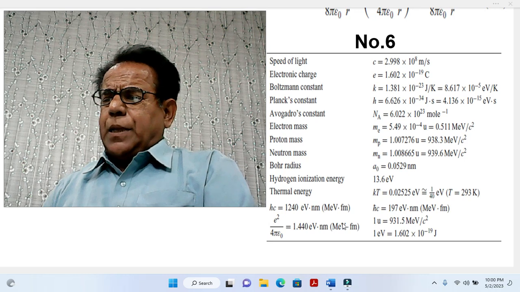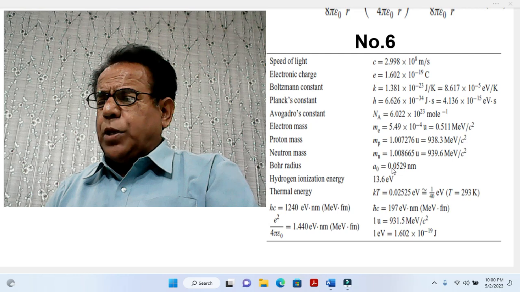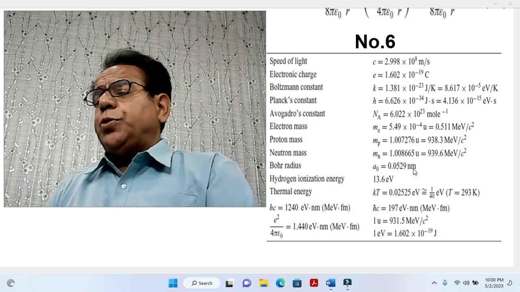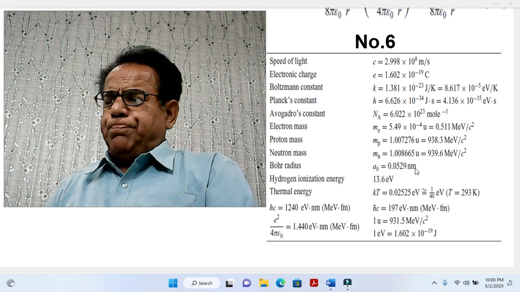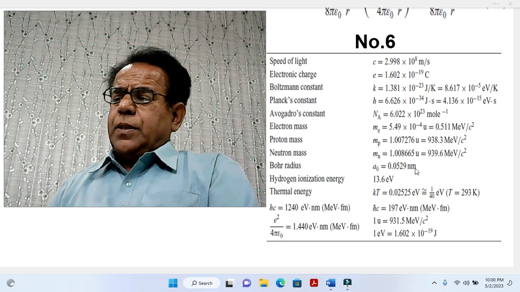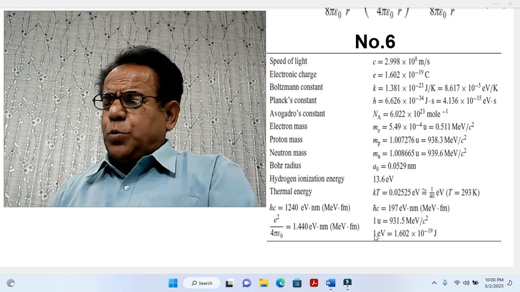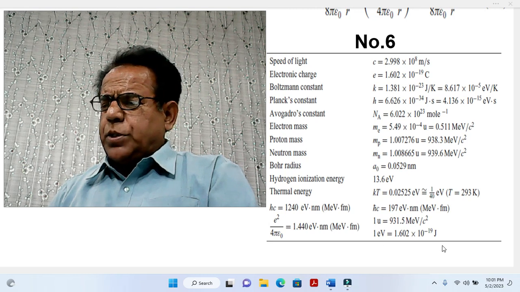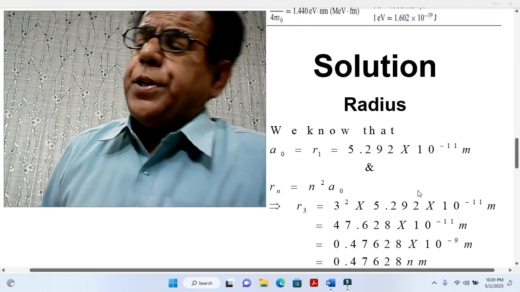and the Bohr radius a naught equal to 0.0529 nanometer will also be used. And this may also be used, 1 electron volt equal to this joule. Anyhow, now we move to the solution in a regular manner.